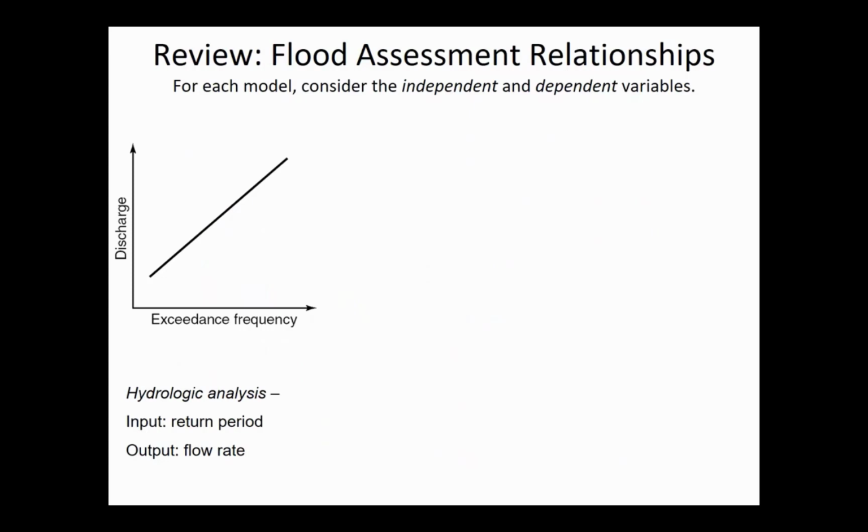Okay, so remember these relationships, these models that we talked about last time. For each of these models, you need to think about what goes into the model, so the independent variable, and what comes out of the model. The independent variable will be on the horizontal axis, and the dependent variable will be on the vertical axis.